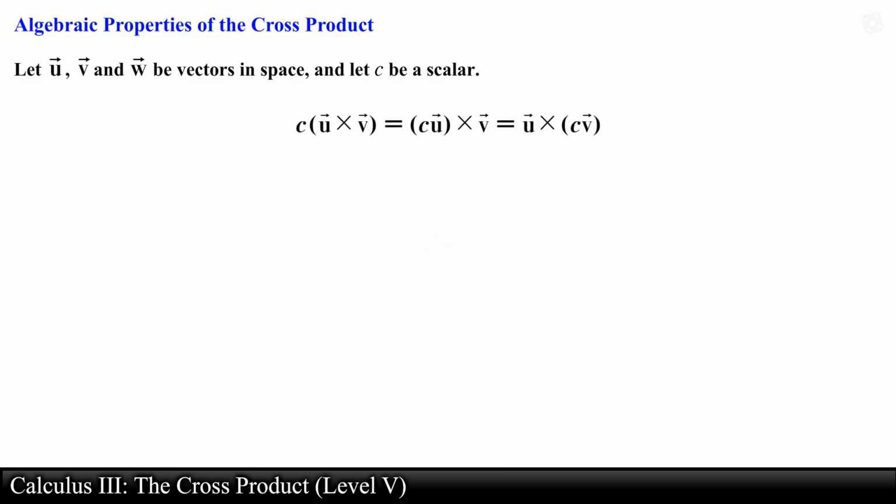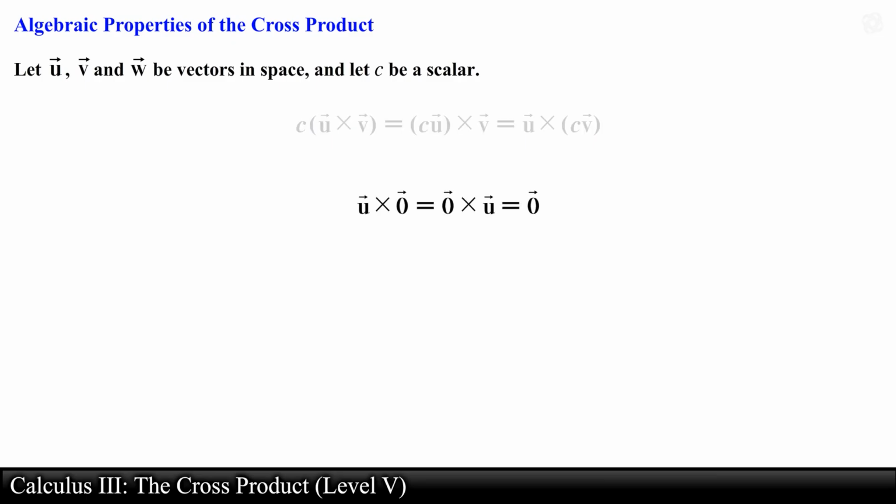Scalar c times vector u crossed with vector v is equal to scalar c times vector u crossed with vector v, which is also equal to vector u crossed with scalar c times vector v. When multiplying by a scalar, you are free to multiply any of the two vectors and proceed with the cross product. Let's move along to the next property.